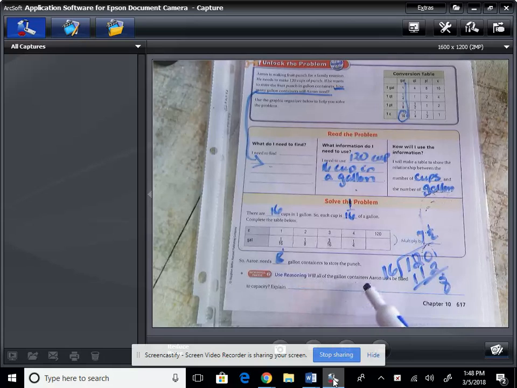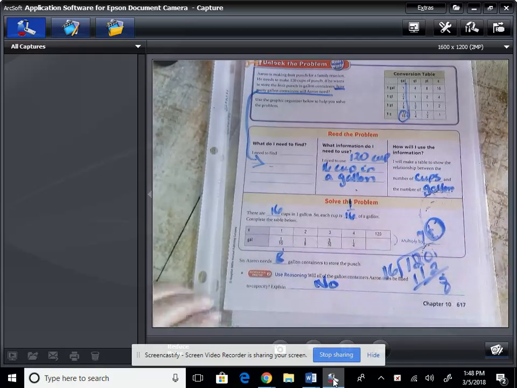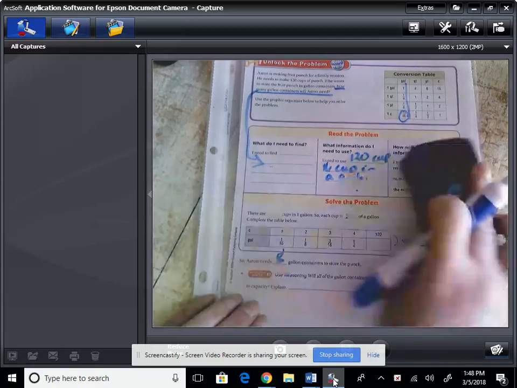Will all the gallon containers Aaron used be filled to capacity? No, because the last one will only be half full. Okay.